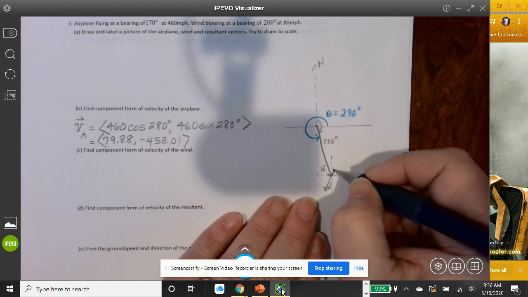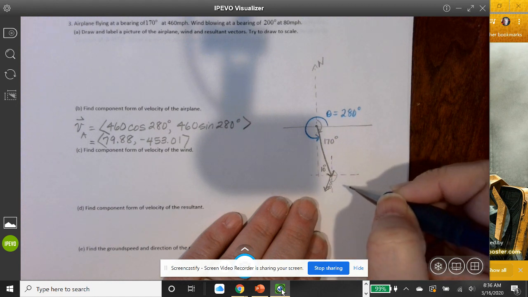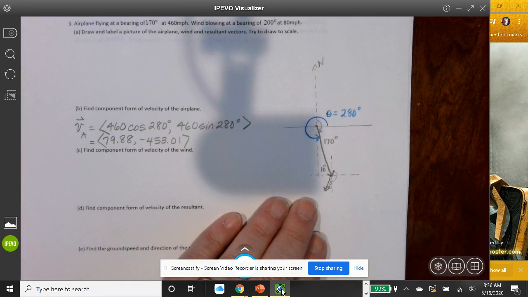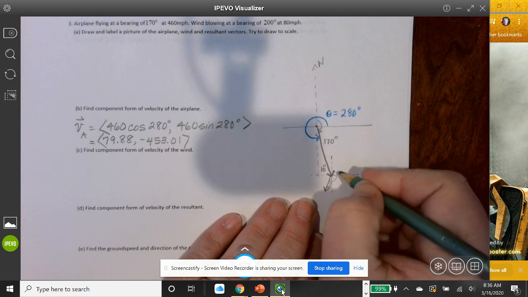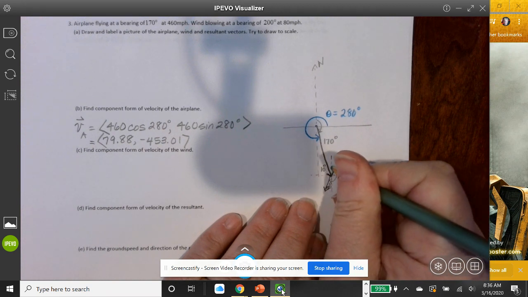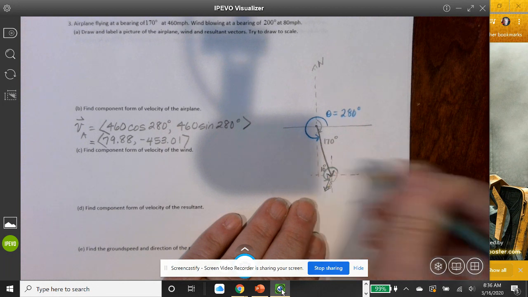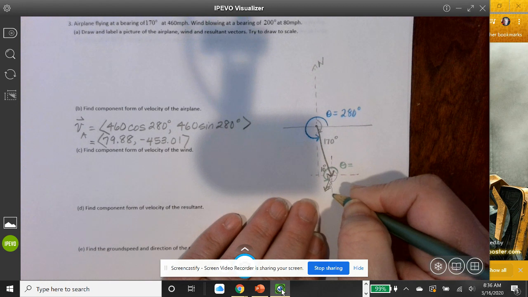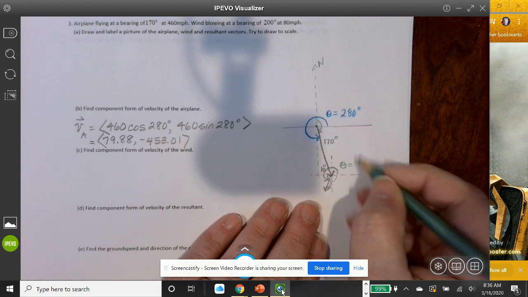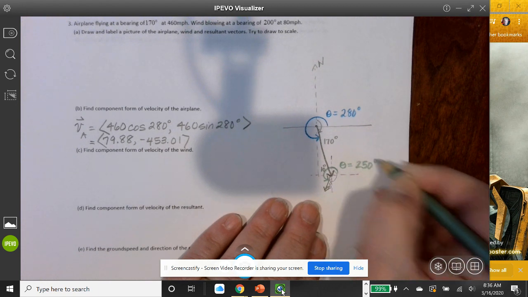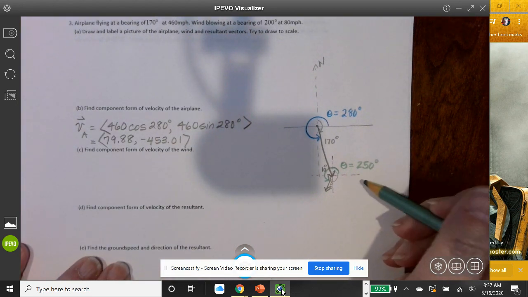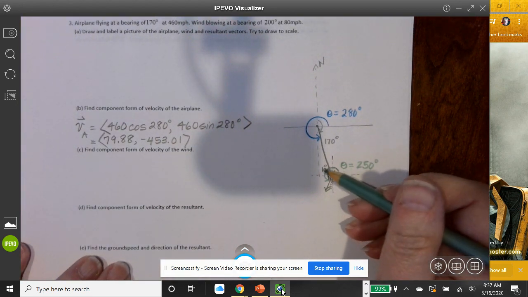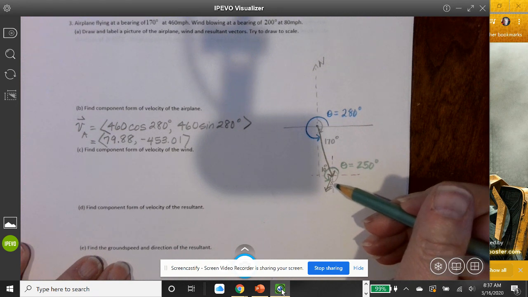And then this angle from here to here is 180, but that's not the angle I want, is it? I know it isn't. I want this angle for the wind. So theta equals, well, it's not 270. It's 20 short of 270, which is 250. Okay, so now I know the direction angle for the wind.